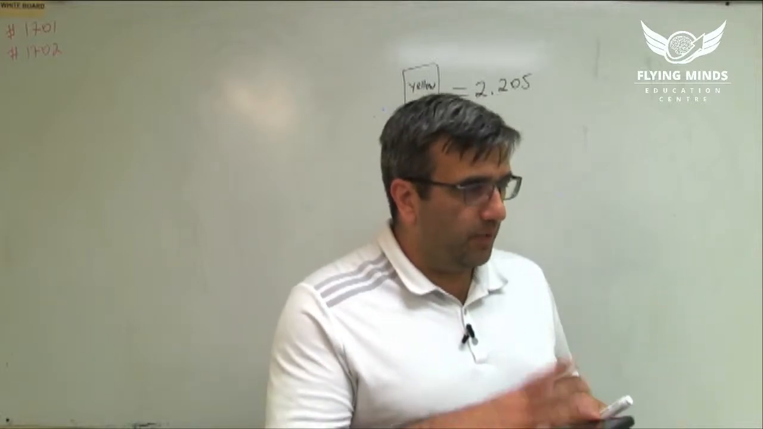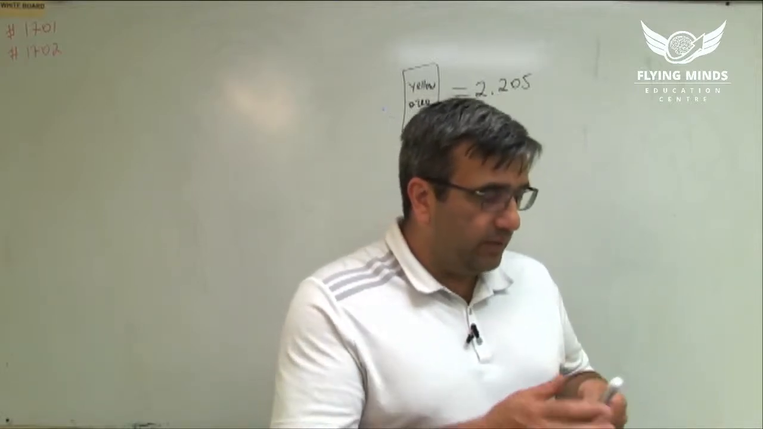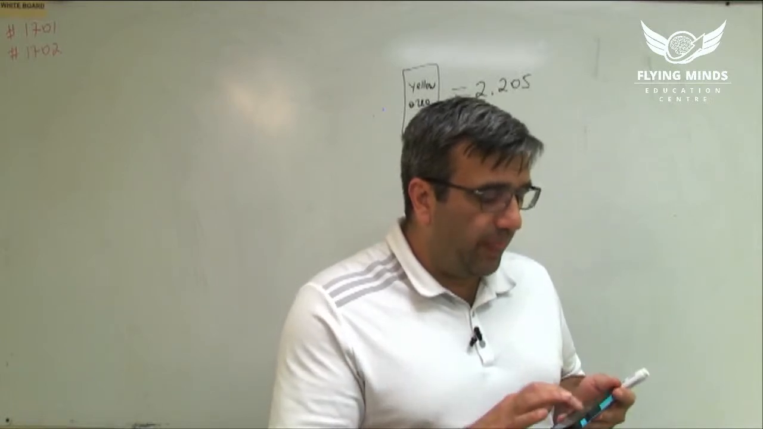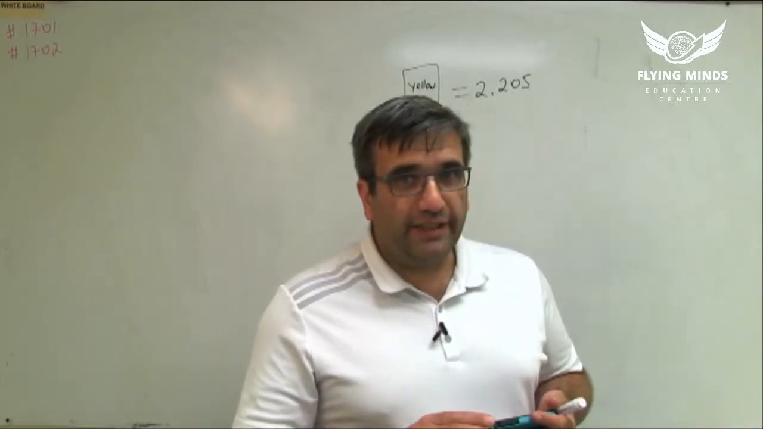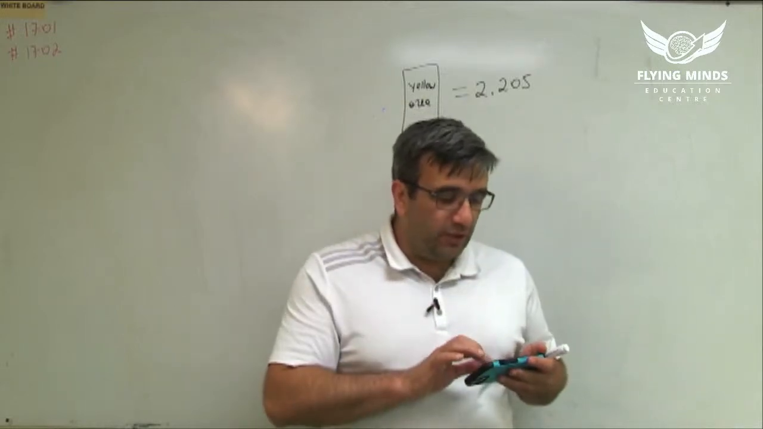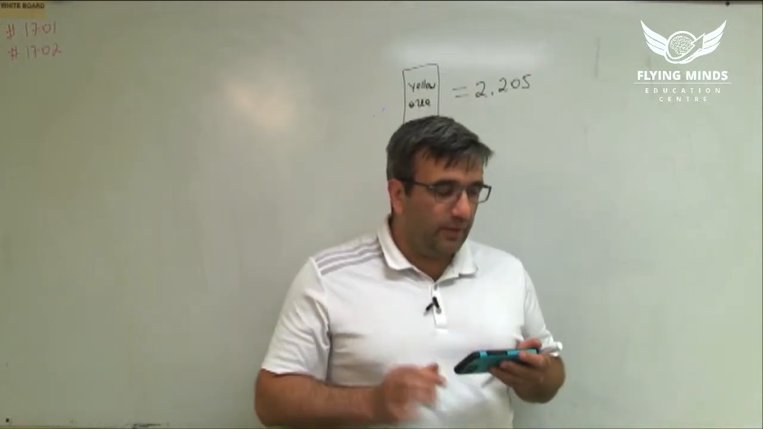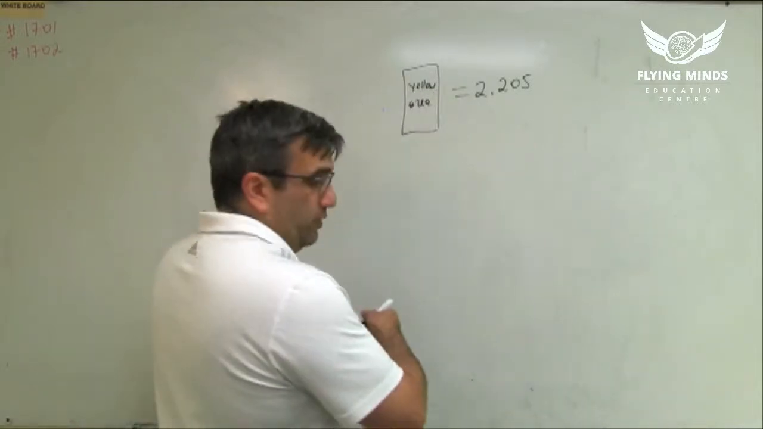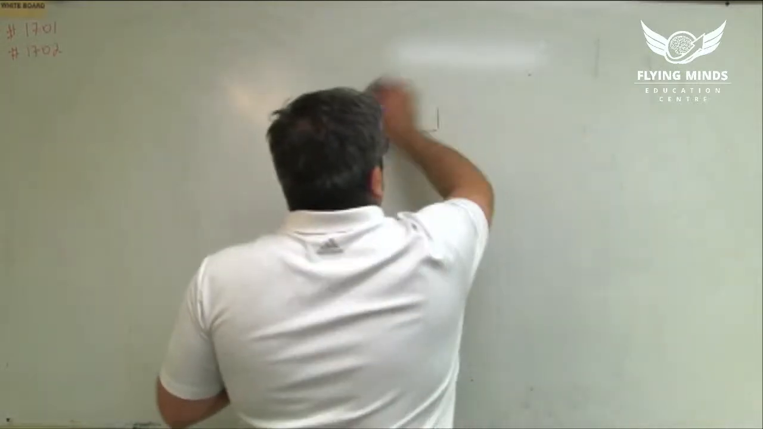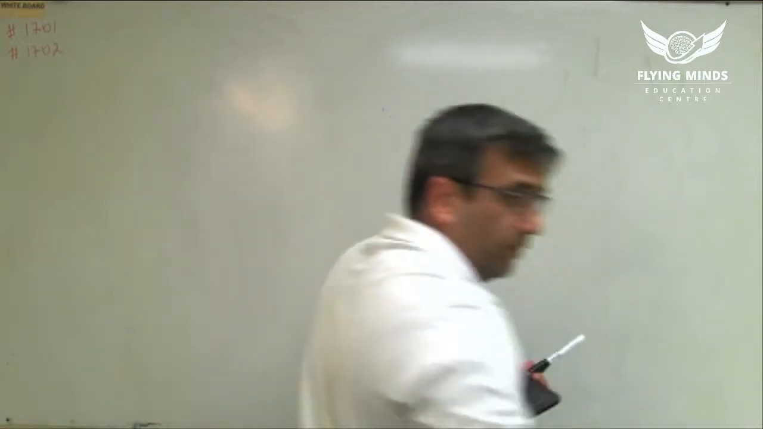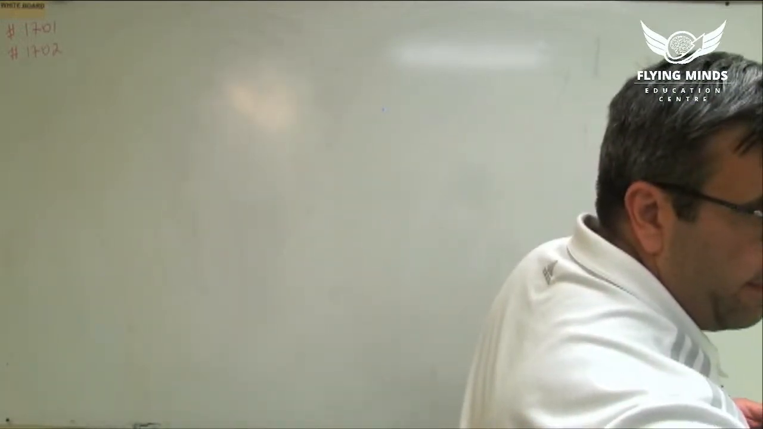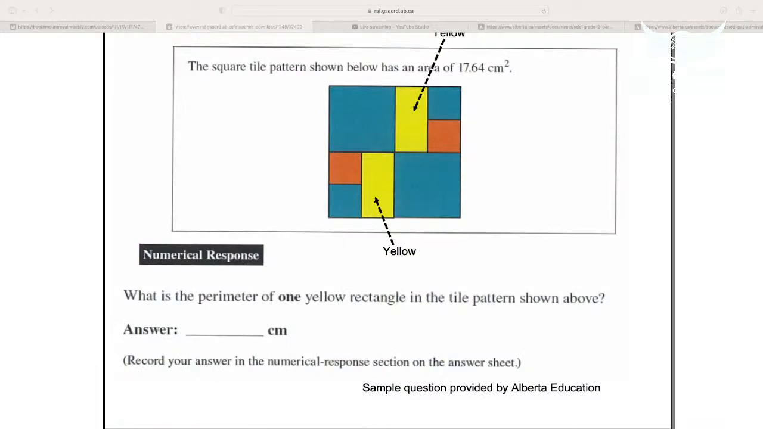So we're given a big square. To find the length of each side, we just need to take the square root, right? So it gives us 42. So we don't need the area here. So the length of these squares is 42, right?